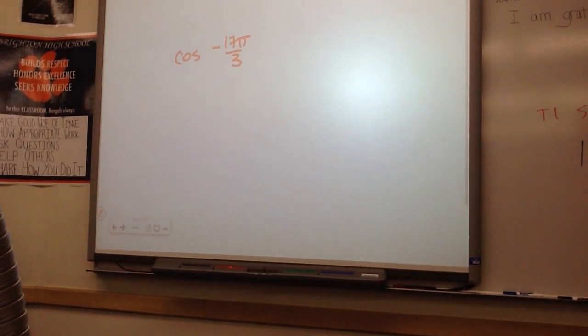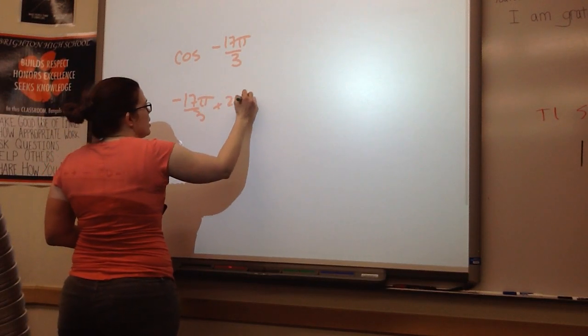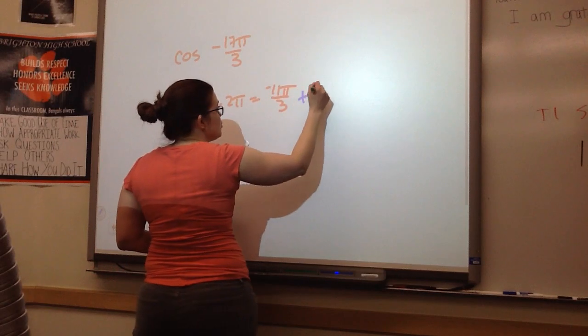So if you do negative 17 thirds plus 2, that gives you negative 11 thirds, which is negative 11 pi thirds. We have to add another 2 because it's still negative. So negative 17 pi thirds plus 2 pi is negative 11 pi thirds, and then we have to add another 2 pi.